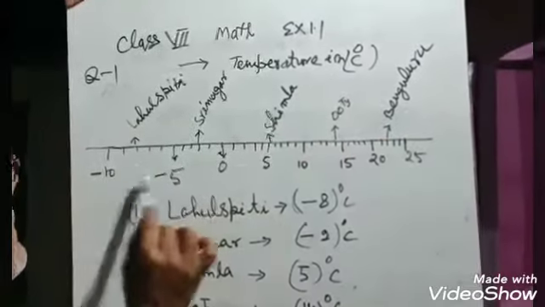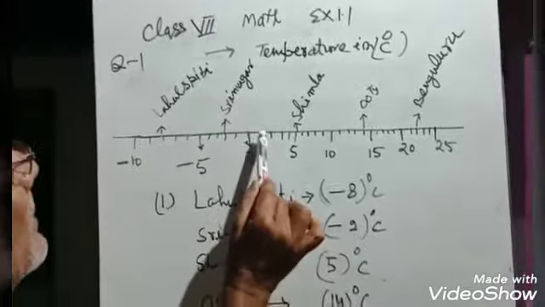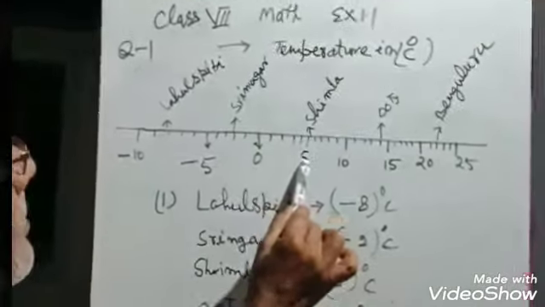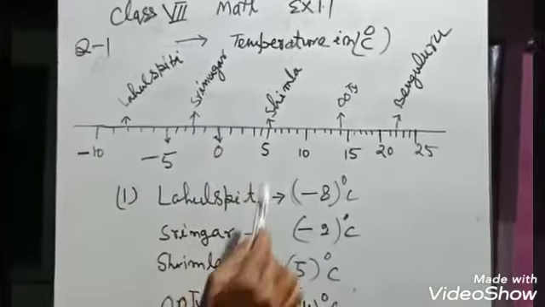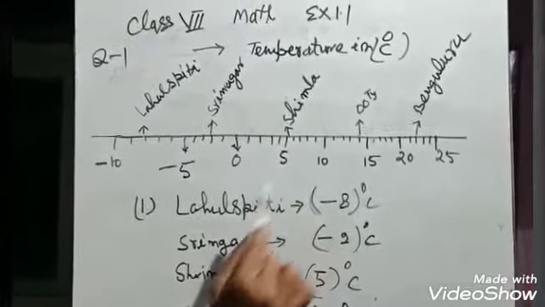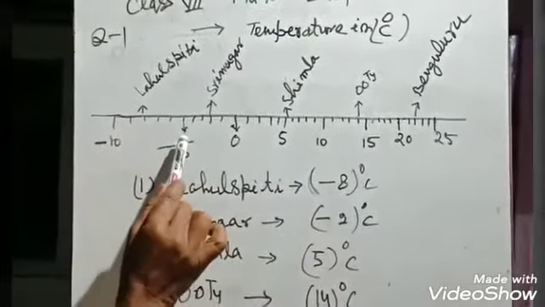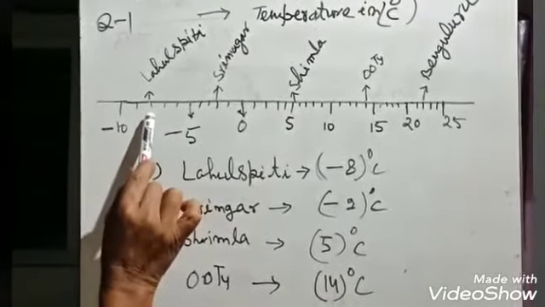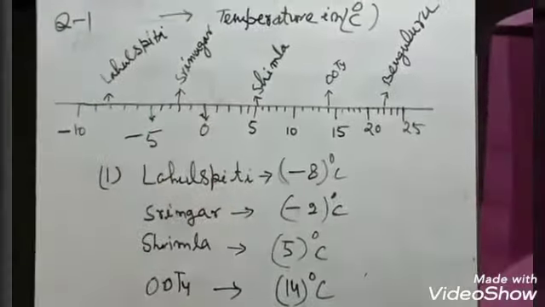Temperature in degree centigrade. These all are the temperatures in degree centigrade. One division, 2 divisions, 3, 4, 5 divisions. 5 divisions show 5 degrees centigrade. It means one division is 1 degree centigrade. So here Lahore Spiti is here. This is minus 5, this is minus 6, minus 7, and this is minus 8. The Lahore Spiti temperature will be minus 8 because it is to the left of 0.